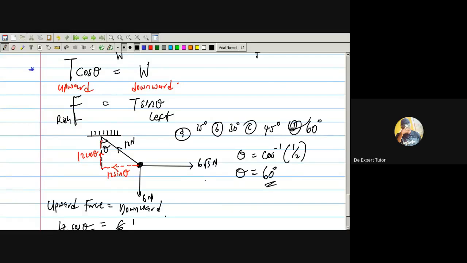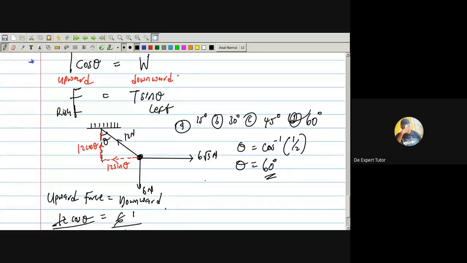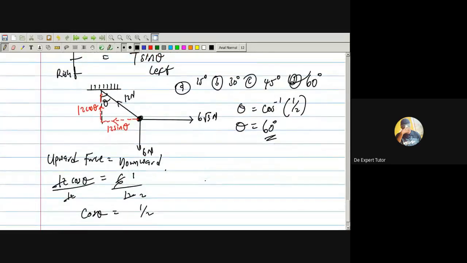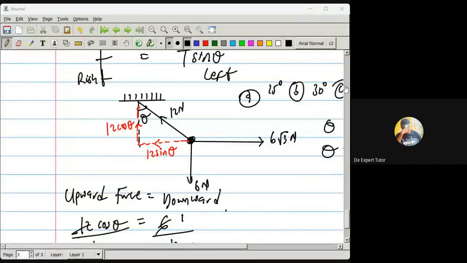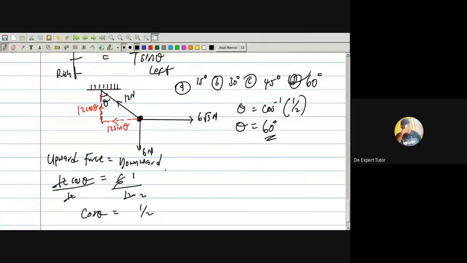But pay attention. Let me say another person, Nicholas. Let me say Nicholas is not using upward force, downward force. Let me say Nicholas is using sum of force to the left equals sum of force to the right. So let us solve with Nicholas. Nicholas is taking this and this and equating them together. So I have 12 sin theta equals 6 root 3.